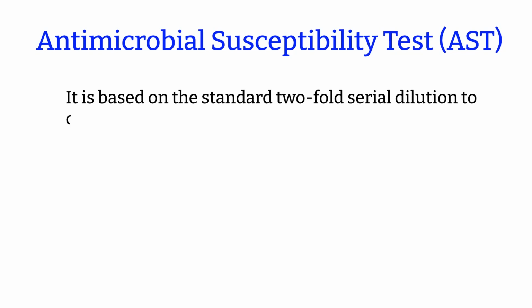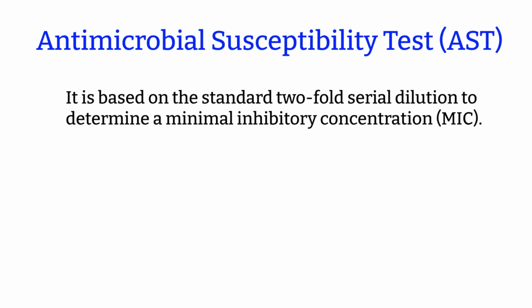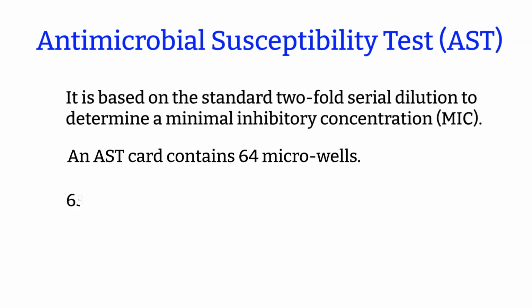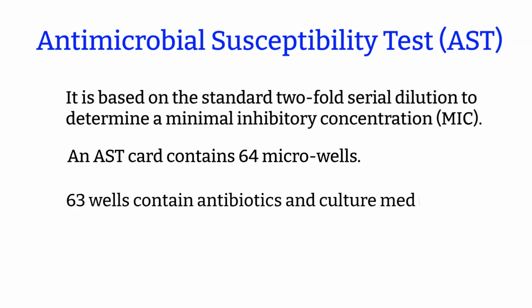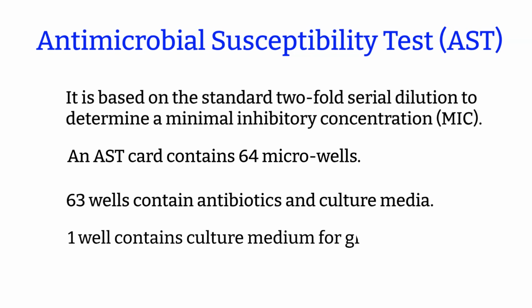The Vitek 2 sensitivity test method is based on the standard 0 to 4 dilutions to determine a minimal inhibitory concentration. An antimicrobial susceptibility test card is needed to perform susceptibility tests. Each AST card contains 64 microwells. Each of the 63 wells contains pre-measured amounts of specific antibiotics combined with culture media. The other well is a growth control well. Vitek 2 uses software to generate susceptibility test results much more rapidly than the traditional way.